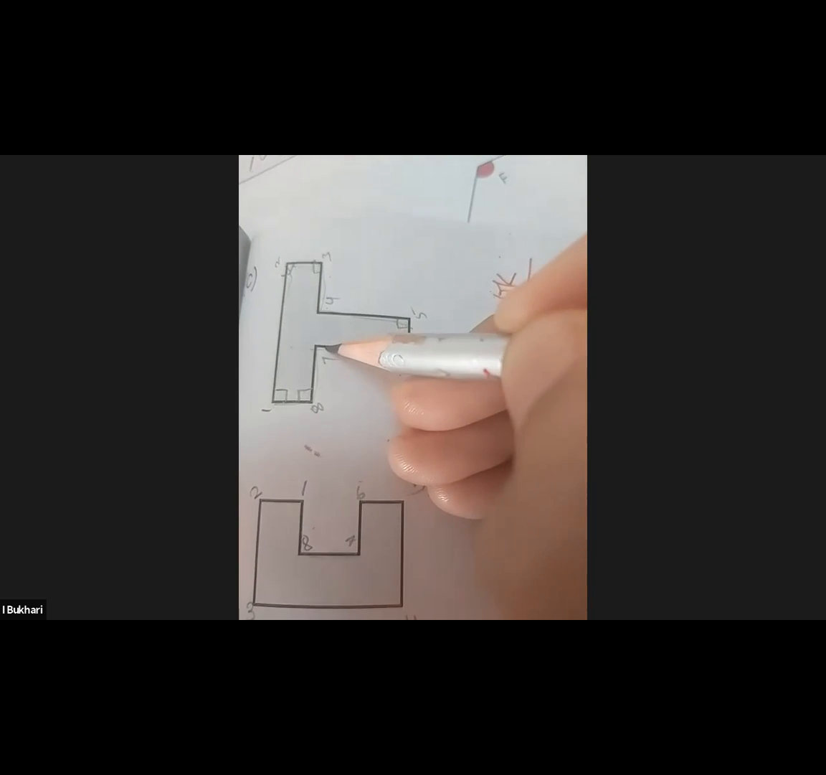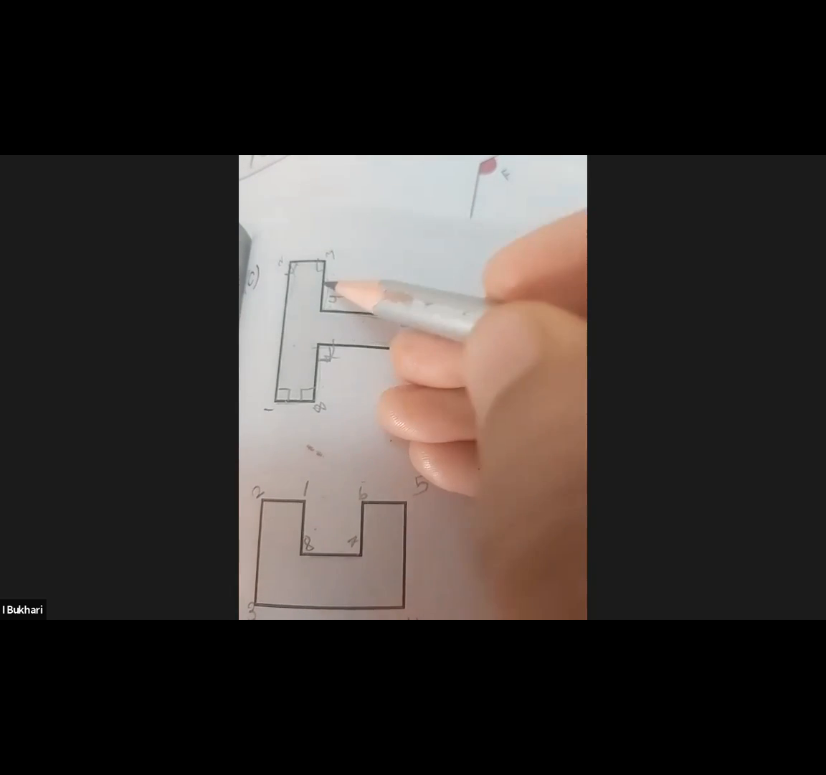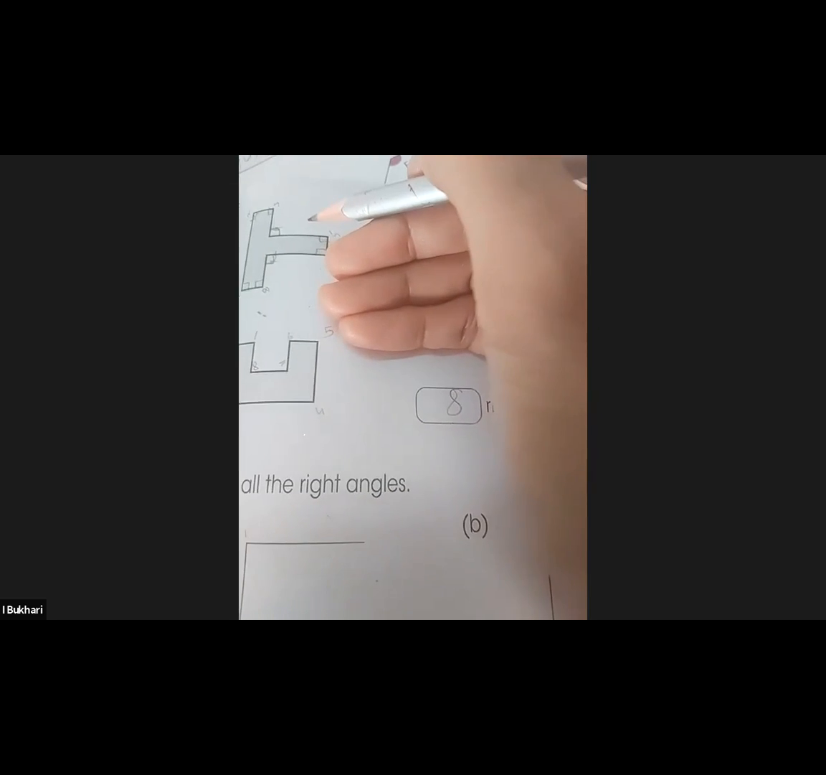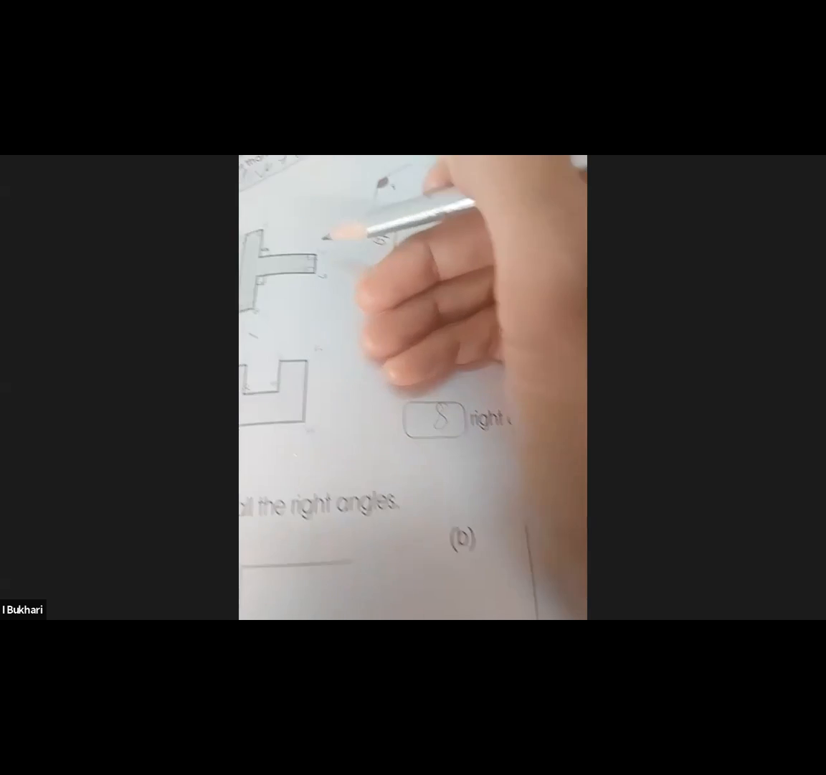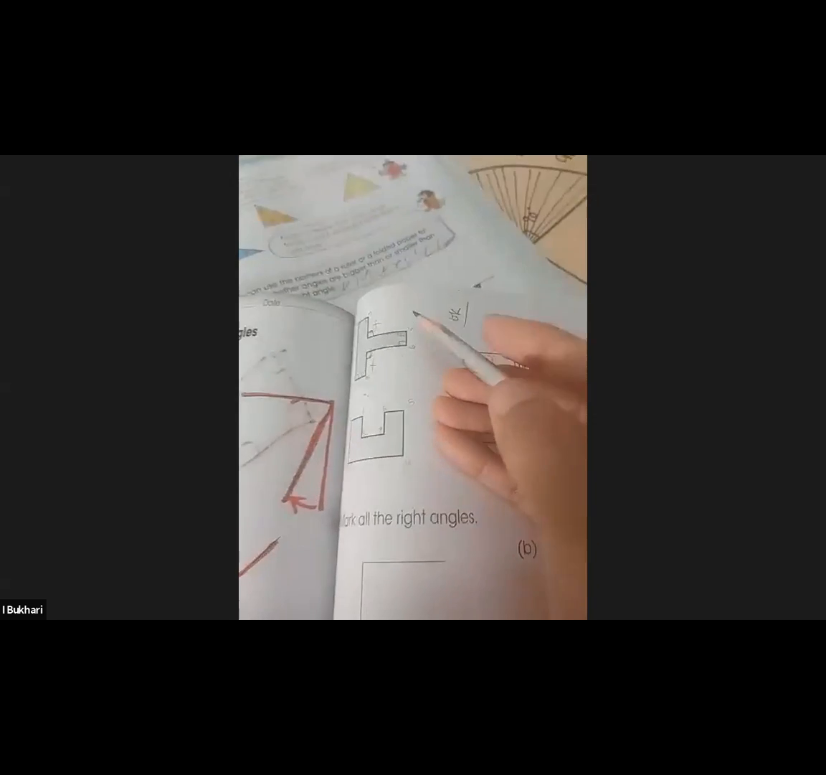Okay. What about this? And this? They have said mark the right angles inside each figure, then fill in the boxes. So these are outside, so we will not count them. See, the question is saying mark the right angles inside each figure. So these are right angles, but they are inside.